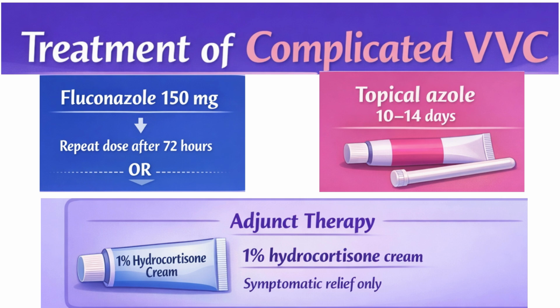Women with complicated vulvovaginal candidiasis benefit from fluconazole 150 mg with an additional dose administered 72 hours later, or from prolonged topical azole therapy lasting 10 to 14 days. Adjunctive treatment with a weak topical corticosteroid such as 1% hydrocortisone cream may help relieve severe external vulvar irritation but does not treat the infection itself.